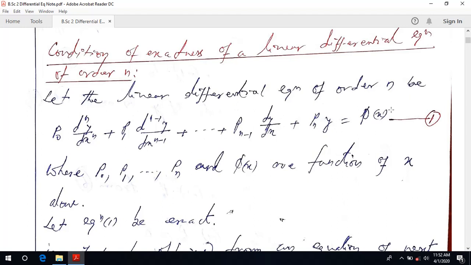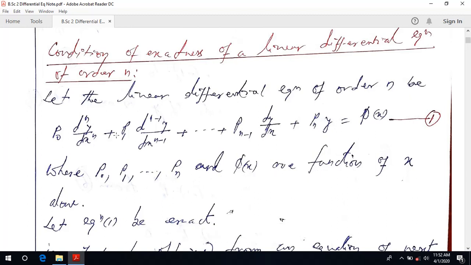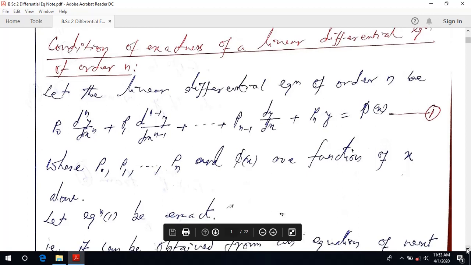This is an nth order differential equation where p0, p1, ..., pn and phi(x) are all functions of x alone. These coefficients are all functions of x alone. And our hypothesis is that this equation, that is equation 1, is exact. Our objective is to find the condition for the exactness of equation number 1. Up to here we have assumed that equation 1 is exact.